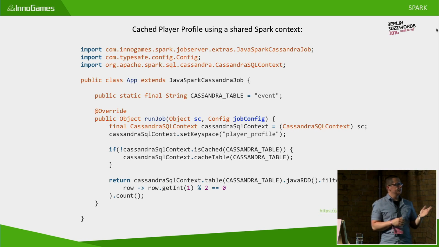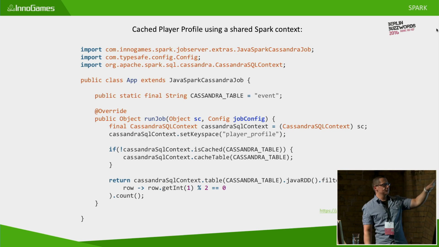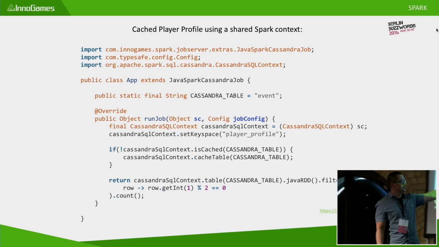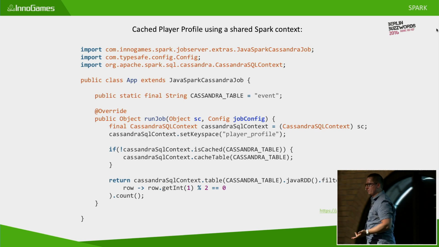So in this example, as you can see, we are caching a Cassandra table. We're using the Cassandra SQL context, and we are caching a Cassandra table if it's not cached already. In the bottom part right here, the first time you run the code, this will take quite a while. But the second time you run the code, it will be very fast.